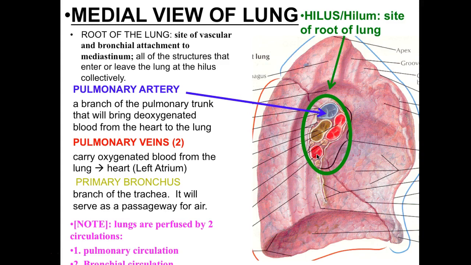Note that our lungs are going to be perfused by two circulations. So we have the pulmonary circulation, which we already discussed when we talked about the heart and how blood is carried through the pulmonary artery into the lungs and back through the veins. Whereas bronchial circulation is how the lungs themselves get blood supply and how we bring the deoxygenated blood out of the lungs and back to essentially the heart.